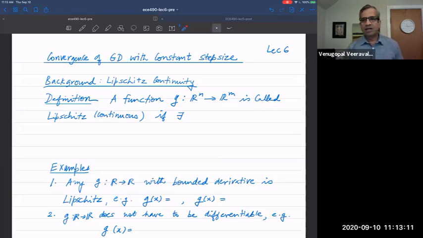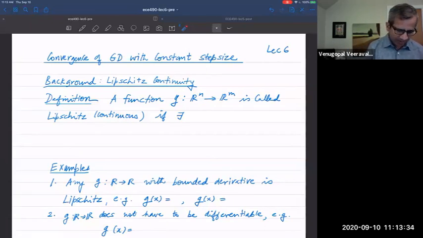So what is a condition that you can impose on a function such that it's somehow contained, and as long as your step size is chosen relative to this number, it actually will result in a convergent algorithm. Okay, so for that, let's introduce this notion of Lipschitz continuity.